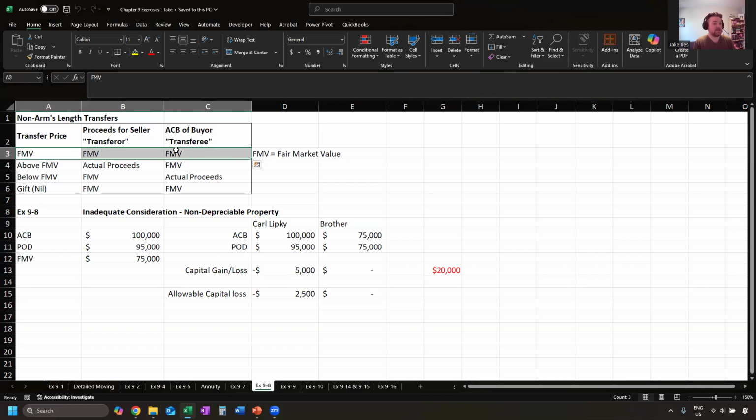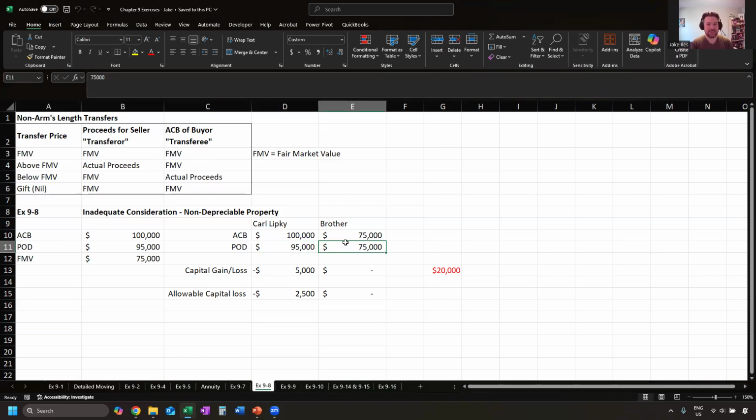If you exchange at fair market value or give gifts, it's very straightforward. Fair market value equals proceeds. Whatever you sold for comes over as the cost base. It's when we have prices not equal to fair market value that funny things start happening.